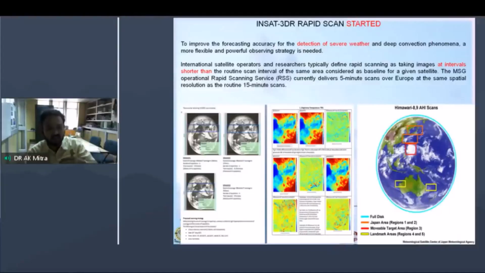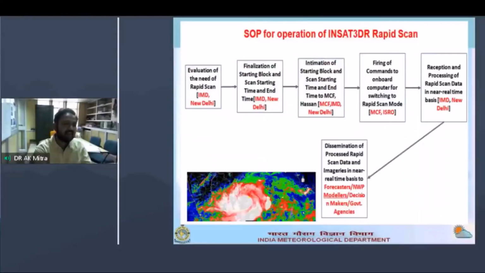Long back we had 3 hourly imagery, then we came to 1 hourly, then half hourly, then staggering by 15 minutes of data, and now rapid scan is 5 minutes of scan. So definitely it helps us. This is the SOP we made in INSAT-3D rapid scan at the New Delhi station, where we evaluate which area needs to be scanned, and then finally we give it to MCF Hassan, ISRO, and then IMD's reception, and then disseminate to forecasters, NWP models, decision makers, and government agencies.